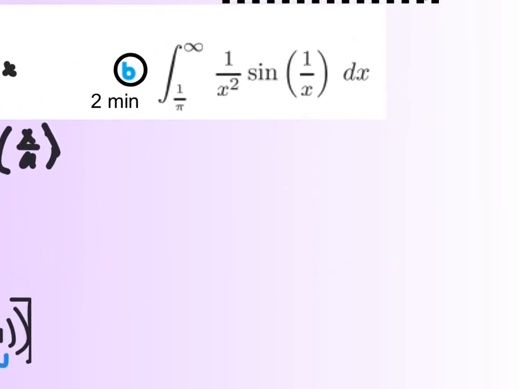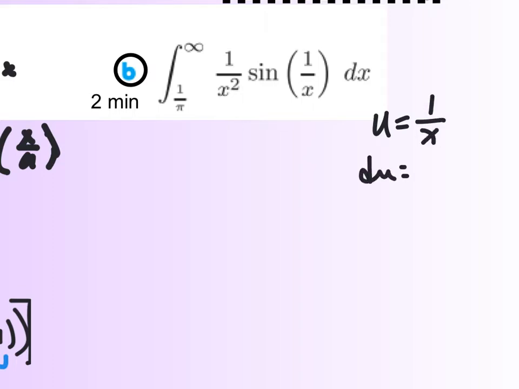Okay, let's try this one. Ooh, I like this one. I see a u substitution coming on. I see u as 1 over x. I see du as negative 1 over x squared dx. So I see this nice 1 over x squared dx, but I don't see the negative, so I'm going to account for that. So negative du equals 1 over x squared dx.